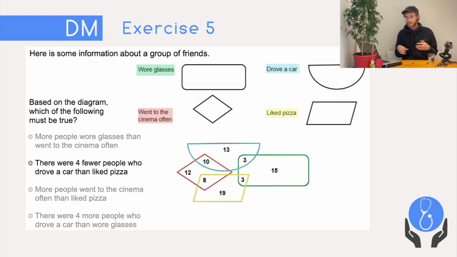Now this is comparing the number of people who drive cars to the number of people who like pizza. So essentially all we have to do is calculate the number of people who drive and the number of people who eat pizza. So these are the numbers for people who drive, which adds up to 26. And then we'll count up the number of people highlighted here that like pizza, and that adds up to 30. And the question is saying that car is 4 fewer than pizza, and obviously 26 is 4 fewer than 30. So B is the correct answer.